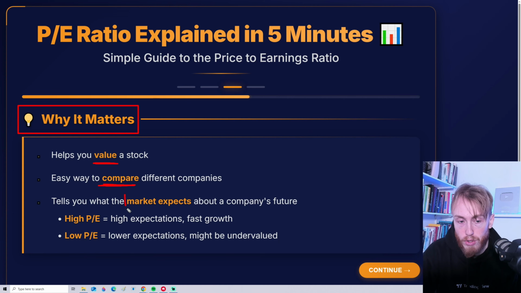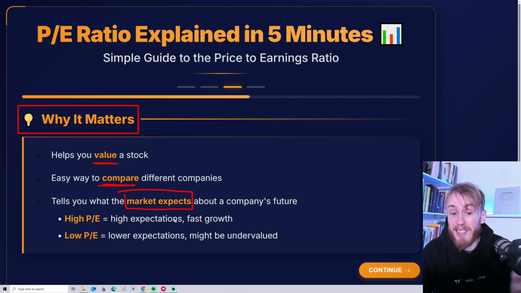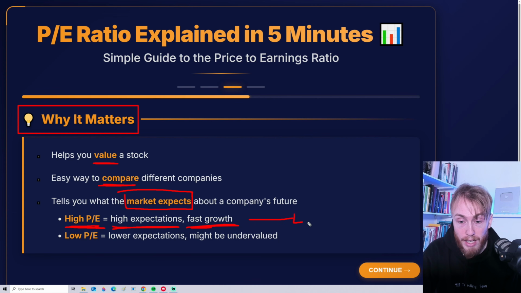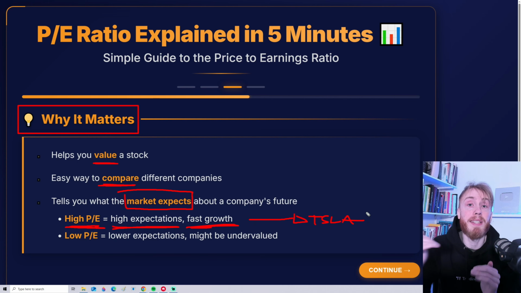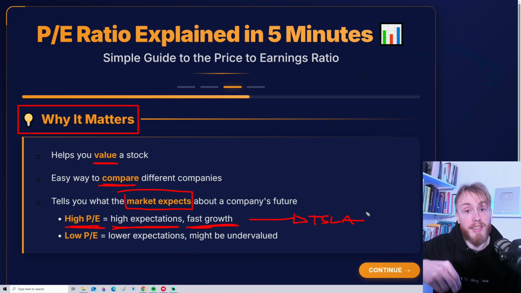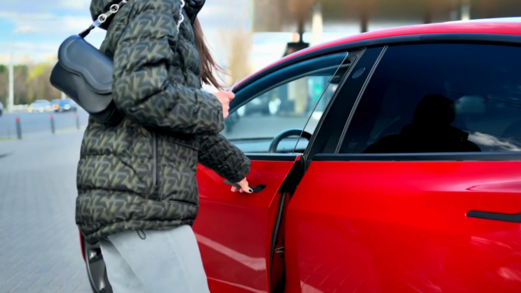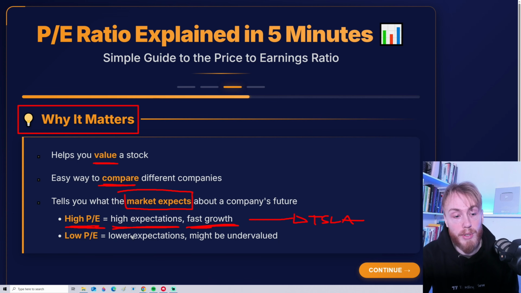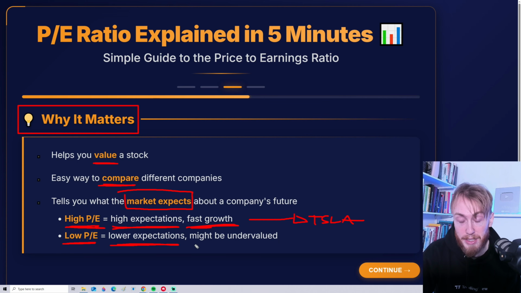And what the PE ratio also tells you is what the market expects about a company's future. Because a high PE ratio, meaning that the company right now is expensive, usually indicates high expectations and fast growth. So for example, a company like Tesla that we talked about earlier has a super high PE ratio because the market thinks that Tesla will perform very well in the future. So a lot of that is already priced in. While a low PE ratio generally means lower expectations and that it might be undervalued right now.